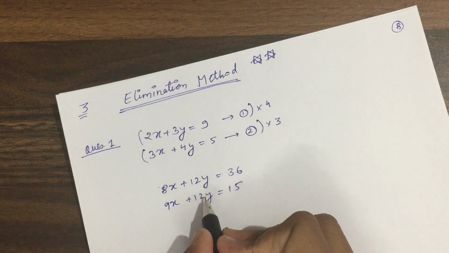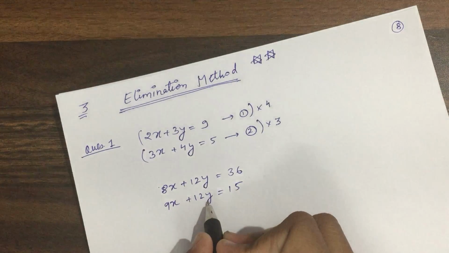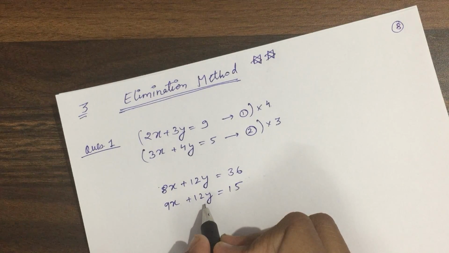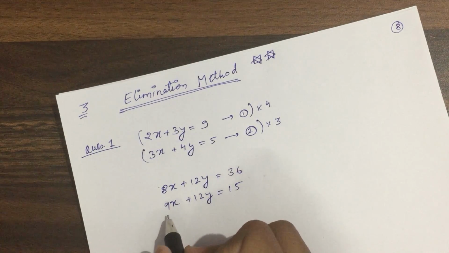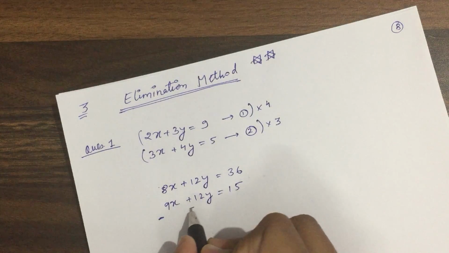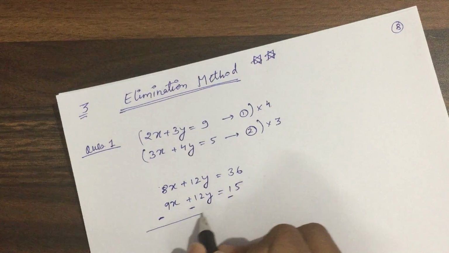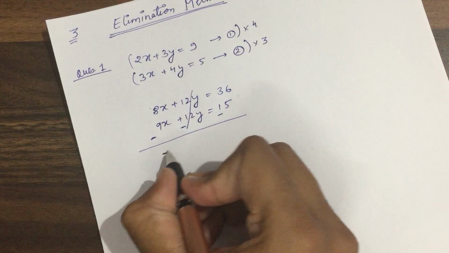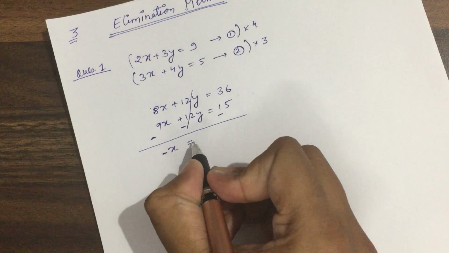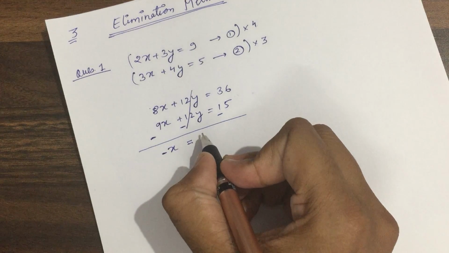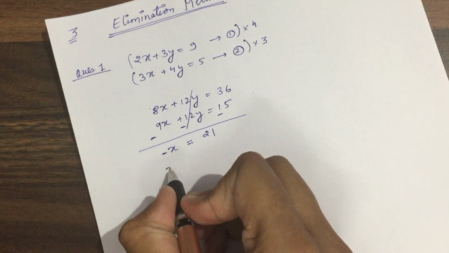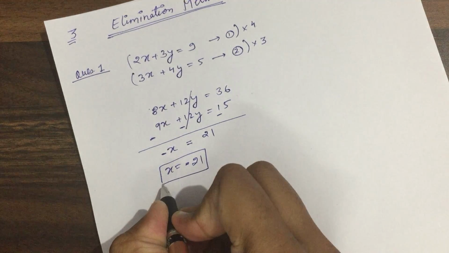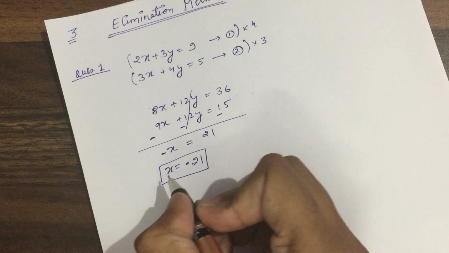Now the coefficients of y in both these equations are the same. Now we want to eliminate y. What we will do is subtract both the equations. When we subtract, the signs will change, plus and minus, and y will be cancelled. It will be minus x equal to 21. So this will give you x equal to minus 21. Look how easily we have got the answer.